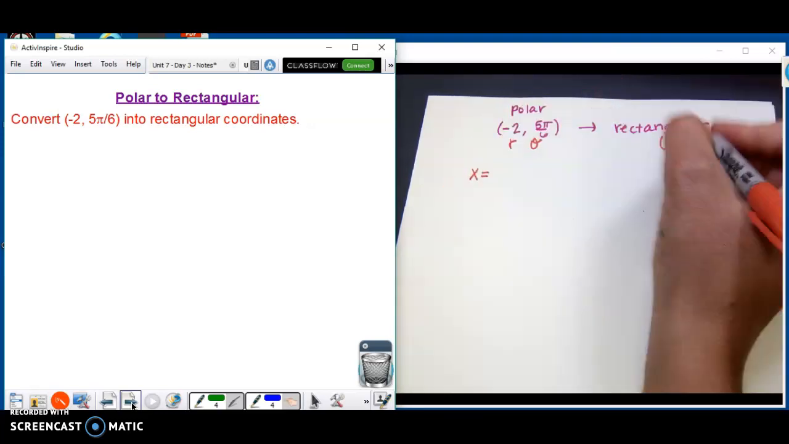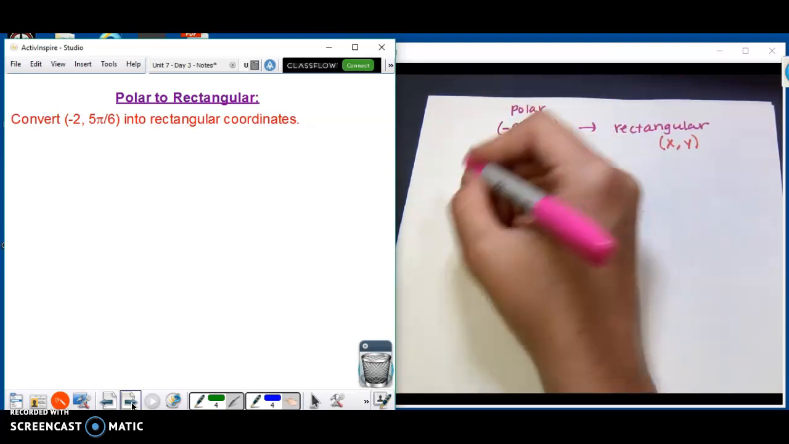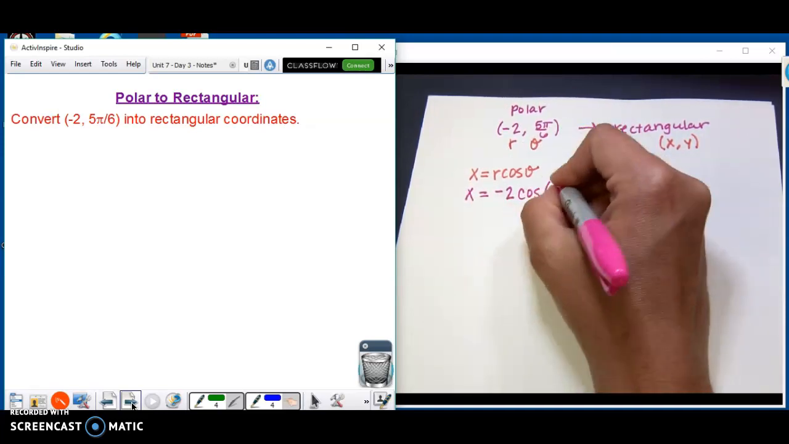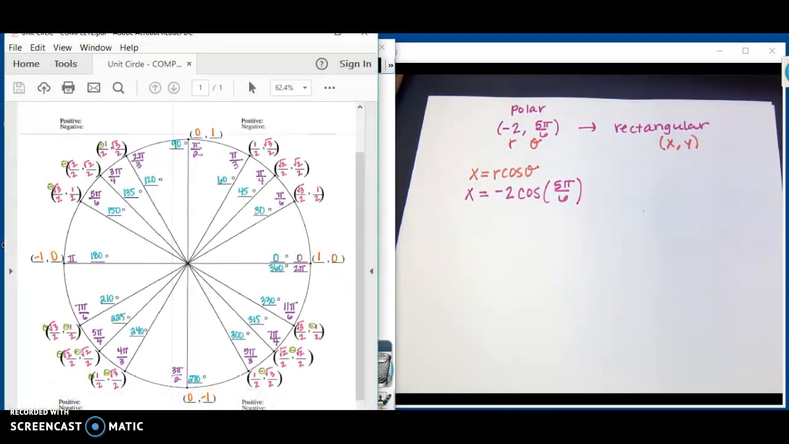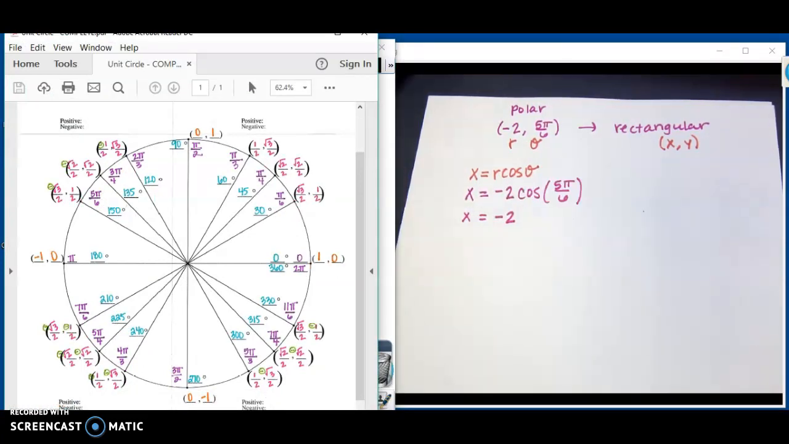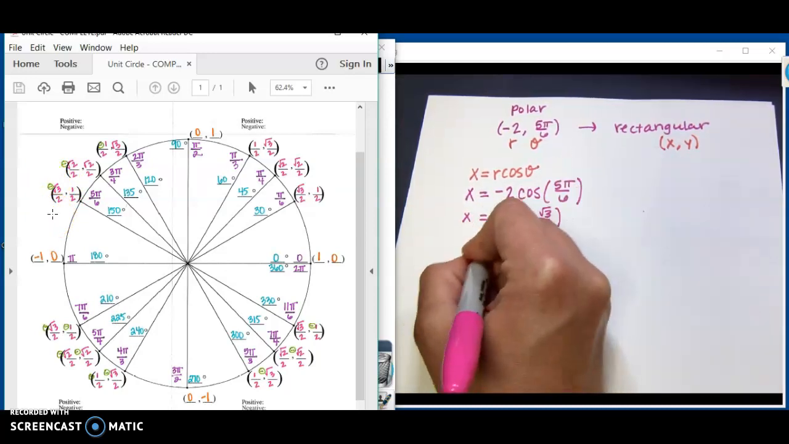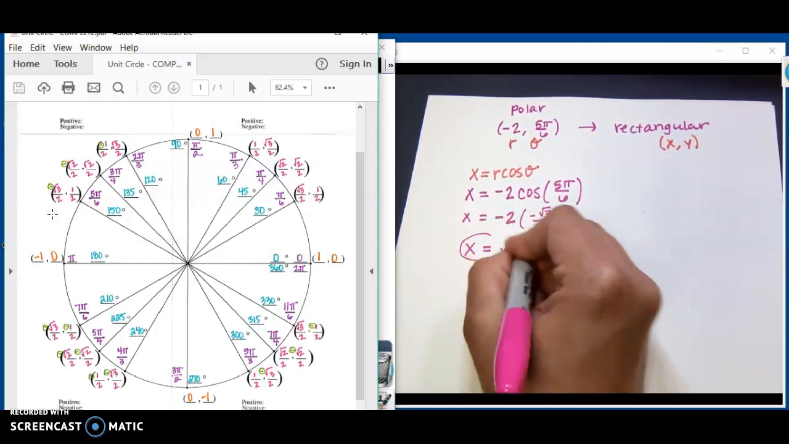So x is still going to be the formula r cosine theta. We're just going to plug in. x equals r, which is our radius, negative 2, cosine of our angle, 5 pi over 6. I am going to reference our unit circle here. Cosine, remember, is the x value. So at 5 pi over 6, the x value is negative square root of 3 over 2. If I multiply these, the negatives would cancel, the 2's would cancel, so you would just be left with the square root of 3 for your x value.